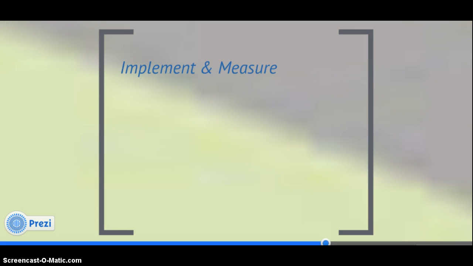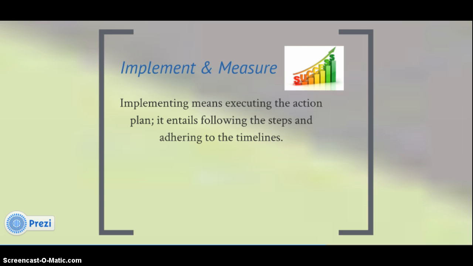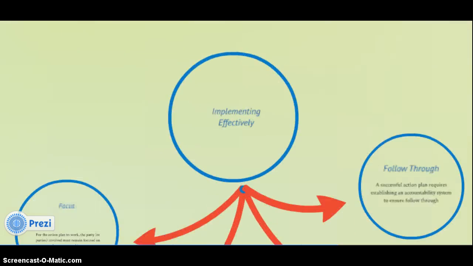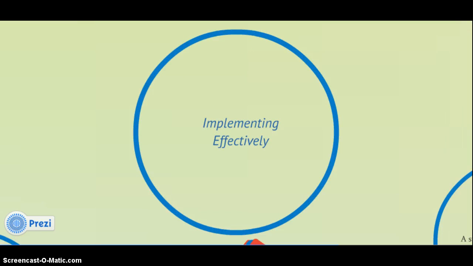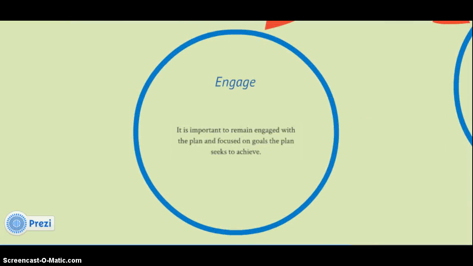Step 4 is to implement and measure success. Implementing means executing the action plan. It entails following the steps and adhering to the timelines. To implement effectively, one must remain focused. For the action plan to work, the party or parties involved must remain focused on the important things. It is important to remain engaged with the plan and focus on the goals the plan seeks to achieve.